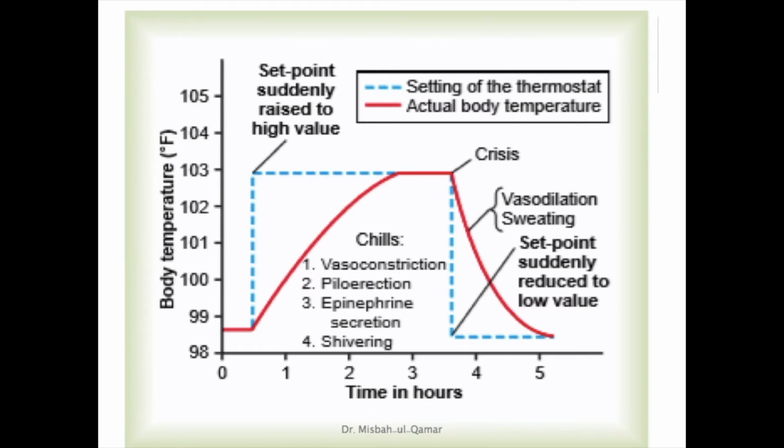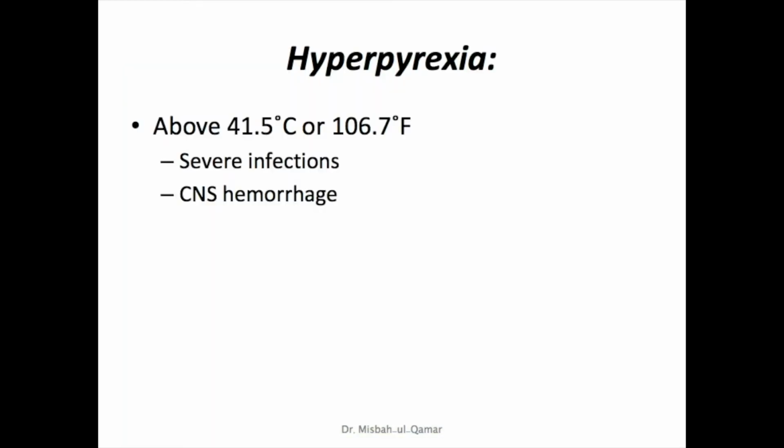So, next one is hyperpyrexia, which is a fever of above 41 and a half degree centigrade, or you can say in Fahrenheit, it is around 106 to 107 degree Fahrenheit. And it is seen in severe infections or in case of hemorrhage in the central nervous system.